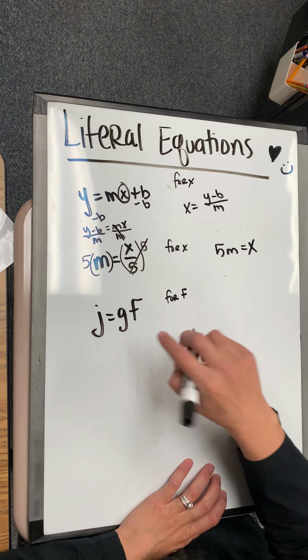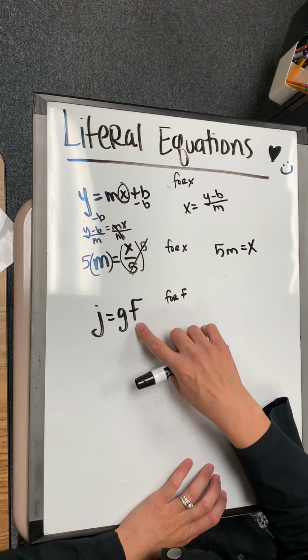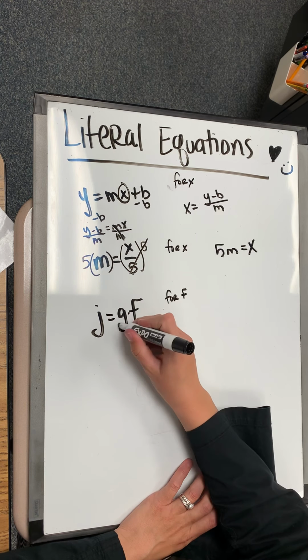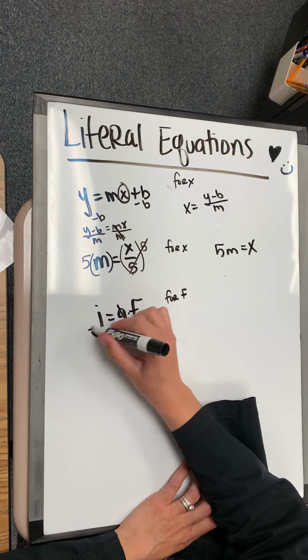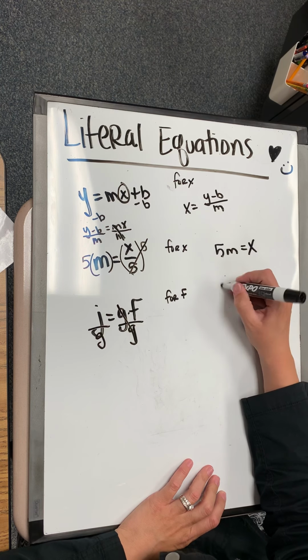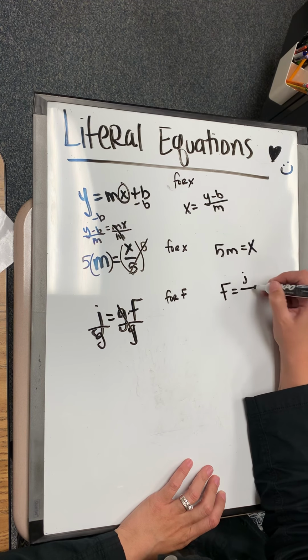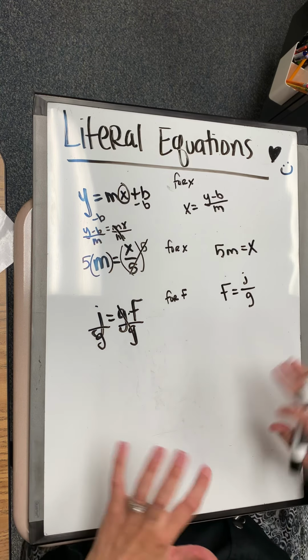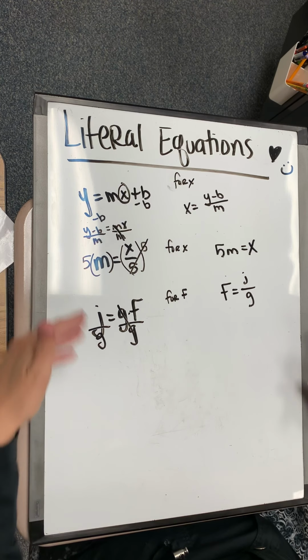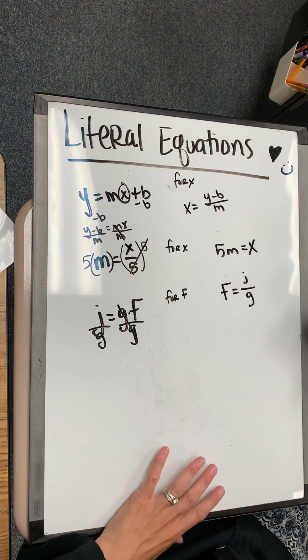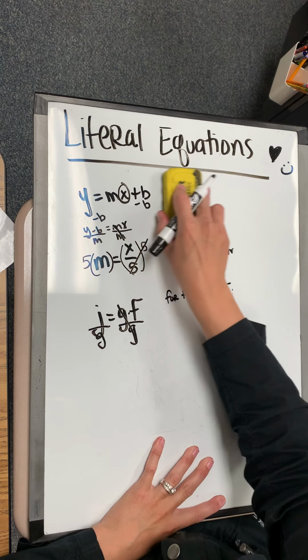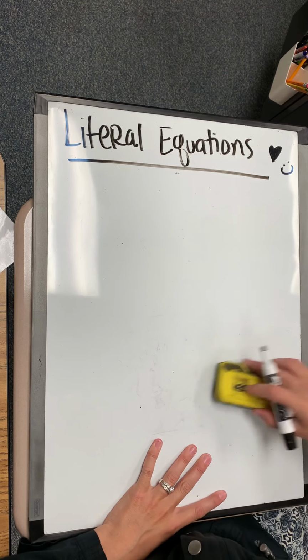So if I'm solving for capital F, it's currently timesing by g, so I will divide by g. So over here I will divide by g. So capital F is equal to j over g. They are a lot of fun. We'll start with them being pretty basic, and then we can get them to be more complex. Let me show you a couple of examples of a more complex one.